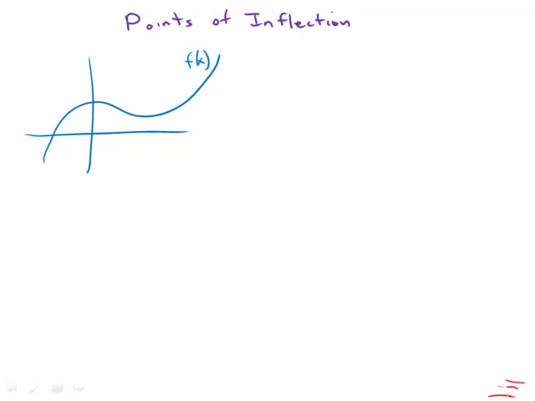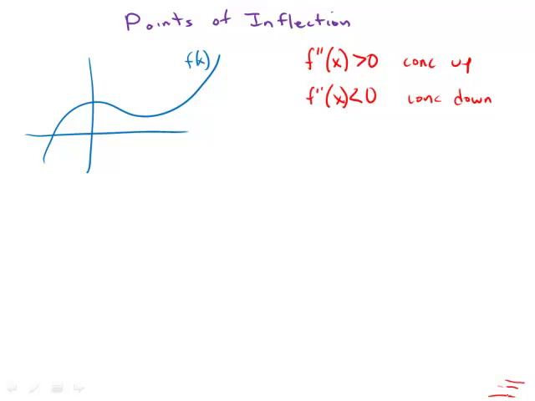So, we've just talked about how the first derivative influences the concavity of a function. In particular, regions where the first derivative is positive, the function is concave up. Regions where the first derivative is negative, the function is concave down. And then we may well ask, what happens in between? What happens when the function changes from concave up to concave down, or concave down to concave up?